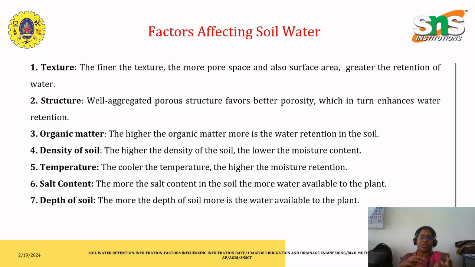Well aggregated, porous structure favors better porosity, which in turn enhances water retention. Also, the higher the organic matter, the more water retention in the soil, and the higher the density, the lower the moisture content. We also know that the cooler the temperature, the higher the moisture retention, and the more salt content in the soil, the more water available to the plant. The depth of the soil also plays a major role, since the more the depth, the more water available to the plant.